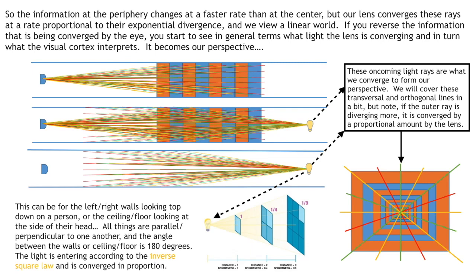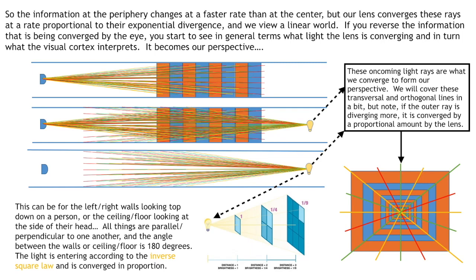So the object itself is linear. We see it as linear, but the information that is spread between the 2 points is exponential. Exponentially given off by the light source, exponentially then converged by our lens system.